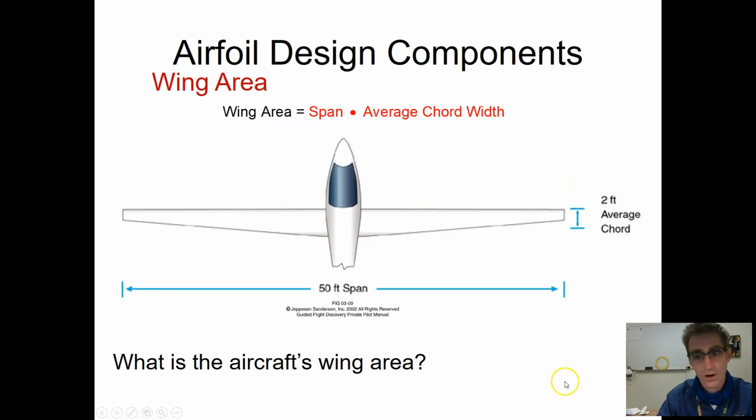Okay? Let's look at our glider. It had a span of 50 feet and an average chord of 2. So what would be the area of this one? 50 times 2, that is 100 square feet. Now, this was 100 square feet. The plane before had 180 square feet. But this glider has an aspect ratio of 25 to 1.